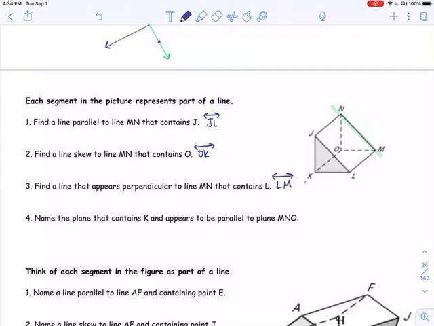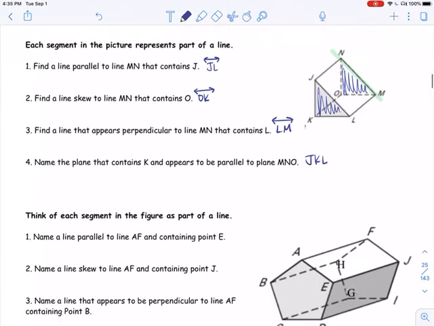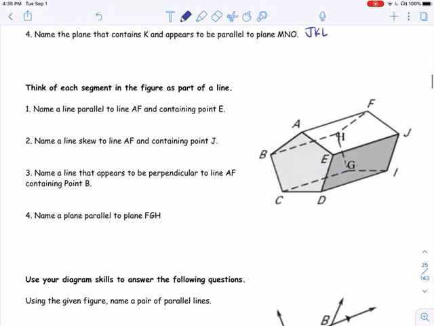And name a plane that contains point K and appears to be parallel to plane MNO. So MNO is this plane on the back. So I want to look at this plane here, and that will be JKL. All right, name a line parallel to line AF and containing E. So AF is here, E is here, so this would be EJ.